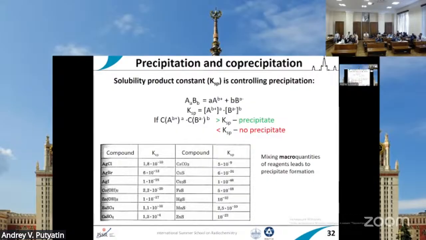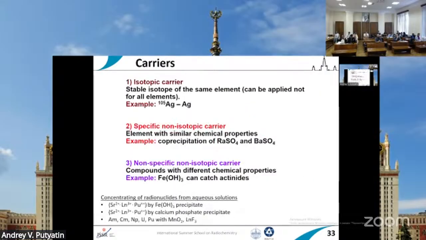And sometimes, as far as our radionuclides can have a short half-life, like 100 days, for example, it is almost impossible to make a precipitation with them because the concentration is very, very small, 10 to minus 15 or 18 mole per liter. So there is no way to form their own precipitate. In this case, we use carriers. These are compounds that help co-precipitate our radionuclides.